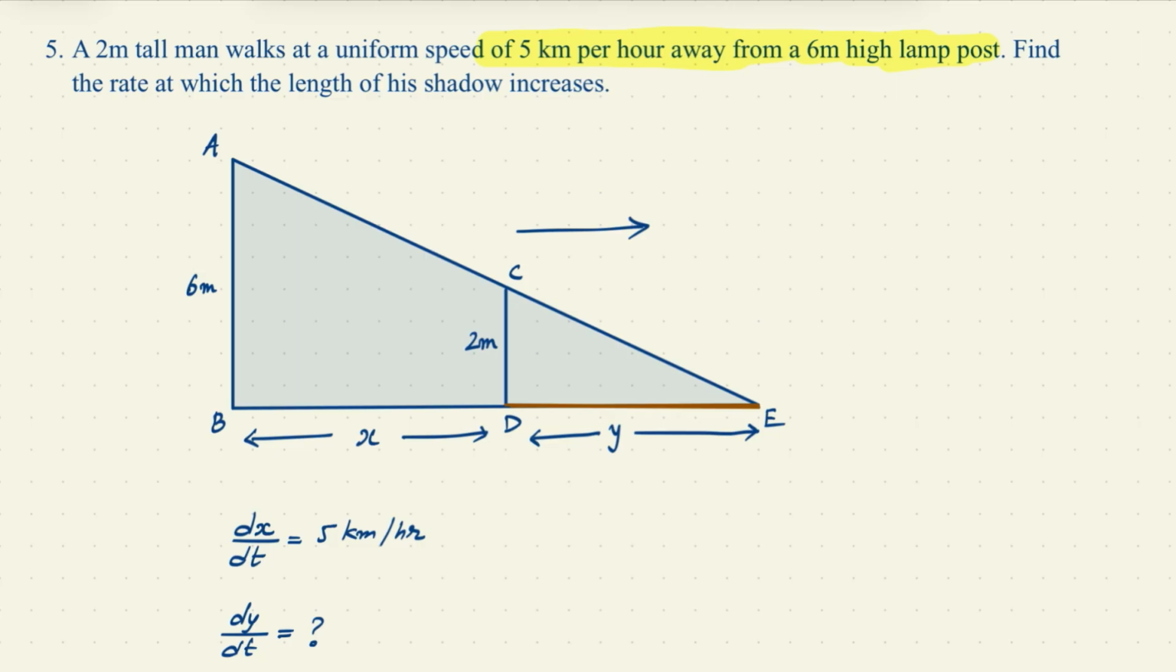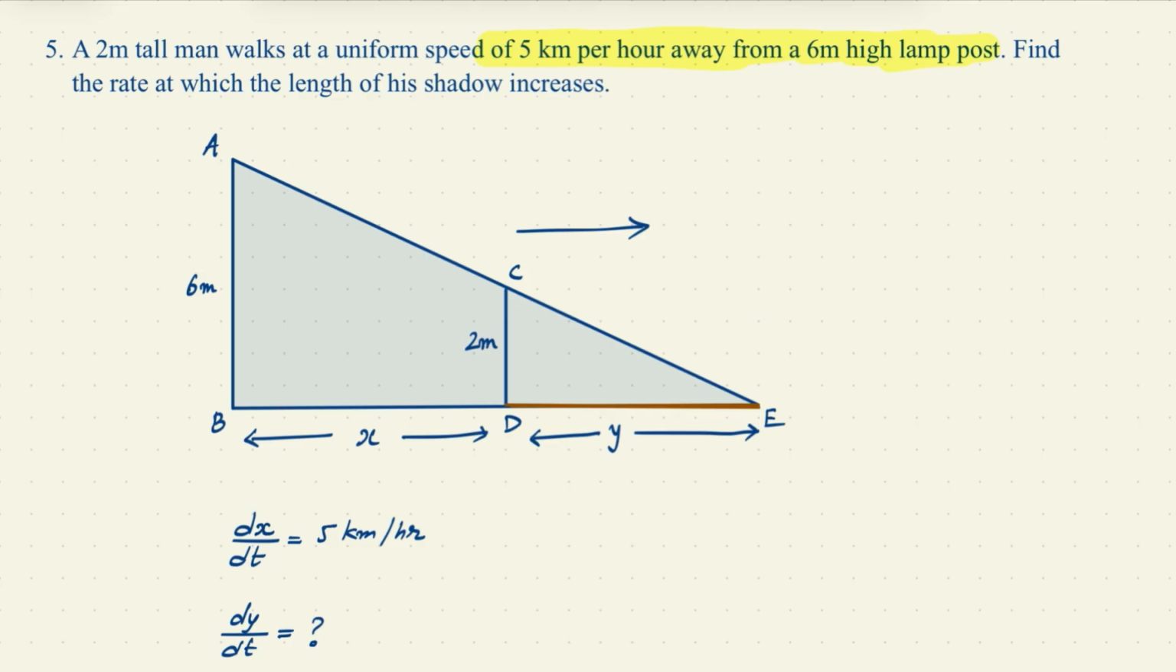Now in this type of question, we have to find the relation between x and y. Until and unless we know the relation between x and y, we cannot find the value of dy over dt. So how to find the relation between x and y? We have to create an equation between x and y. So here we will be using one concept from geometry, that is similarity of triangles. As you can see, there is a bigger triangle ABE and a smaller triangle CDE.